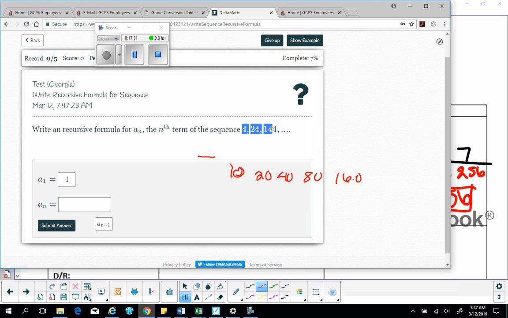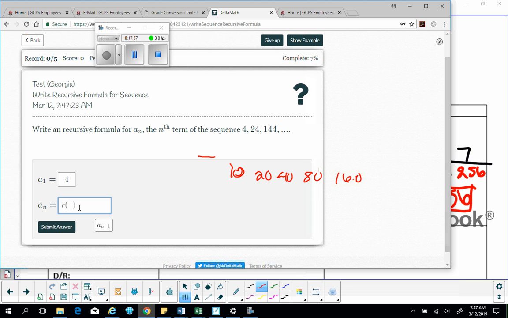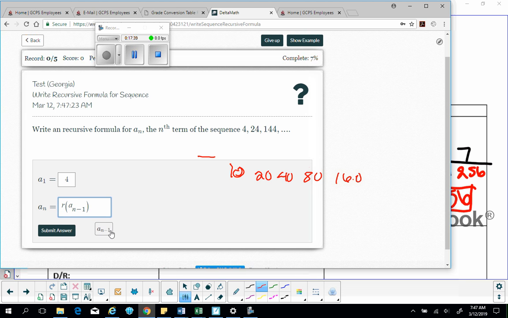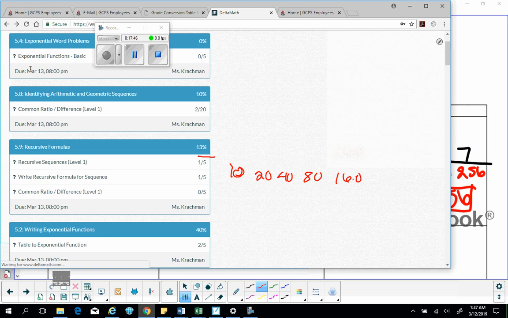So what's going on here? Is it geometric or arithmetic? Geometric, right? Because it's multiplying. So I know I'm using this formula. And they give you a, the n minus 1. But what is my r? What's being multiplied? Good. So that's what you're doing for that one.